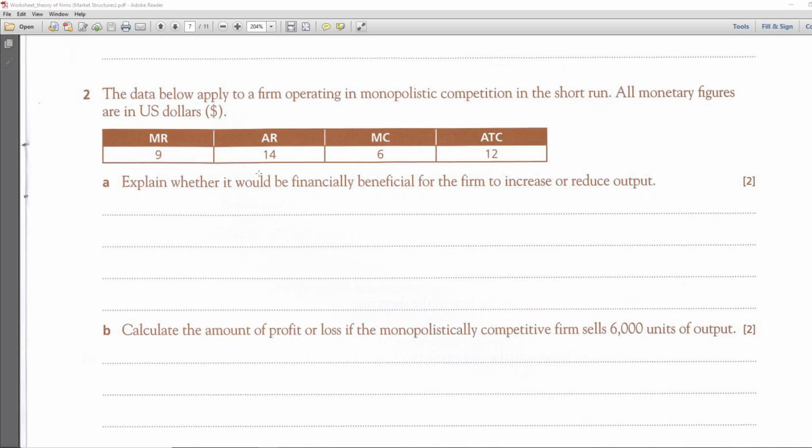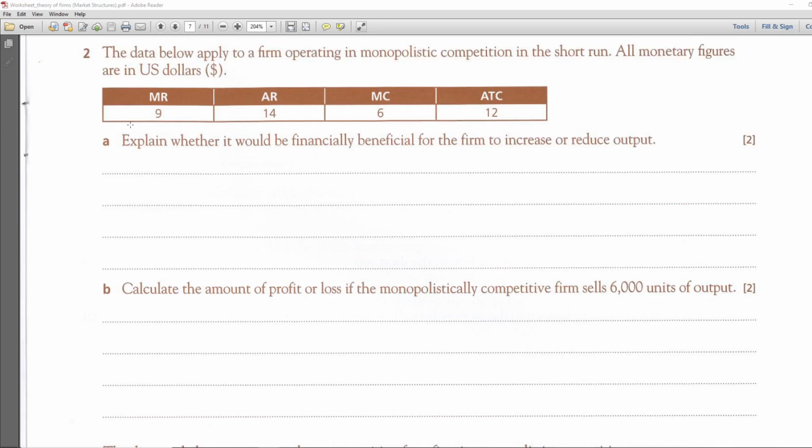Look at this. It's 9 versus 6. So we would rather keep increasing the output until MR is equal to MC. Very simple for question A.